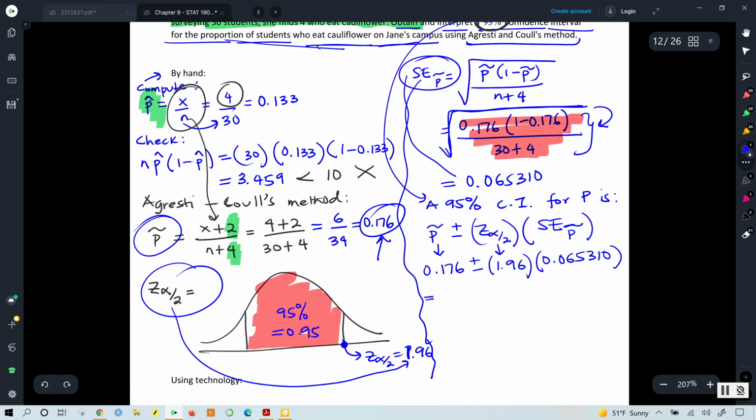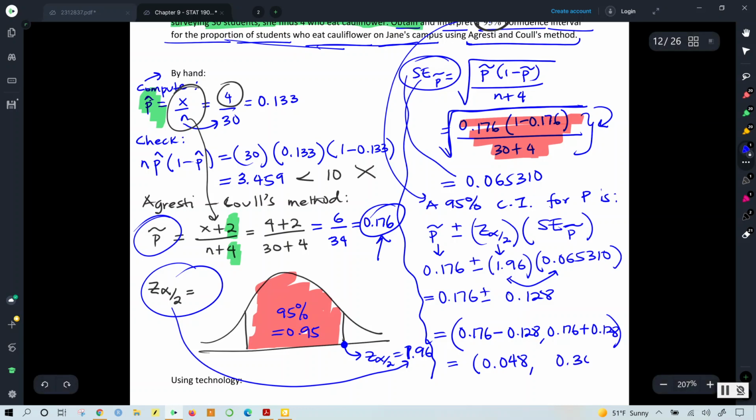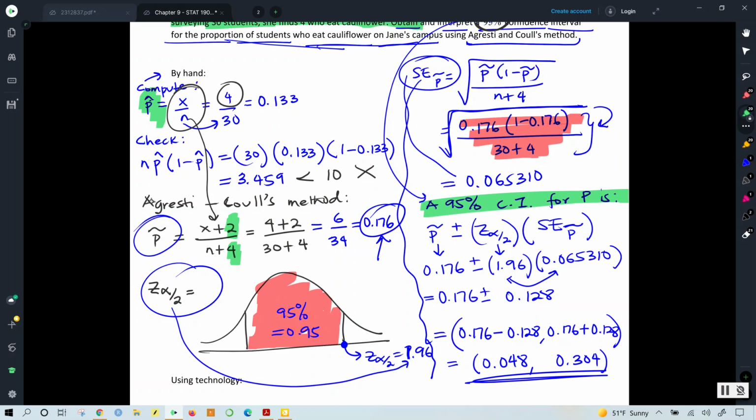It is 0.065310. Following PEMDAS, I'm going to need to multiply first. 1.96 times 0.065310 gives 0.128. And so, to get the confidence interval, it is 0.176 minus 0.128 on the lower end, and 0.176 plus 0.128 on the upper end. This gives 0.048 to 0.304, to 3 decimal places. This is the required 95% confidence interval for the population proportion using the Agresti-Coull method.